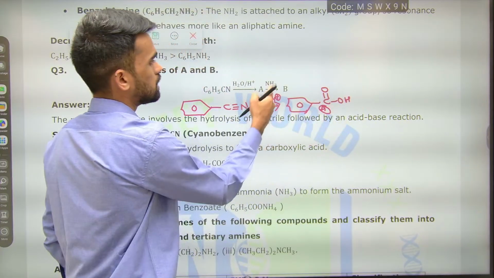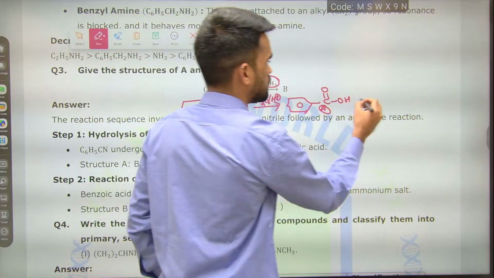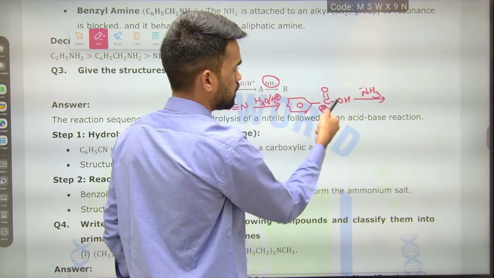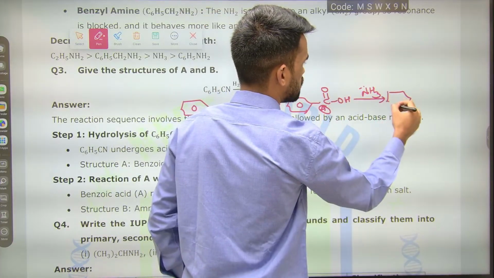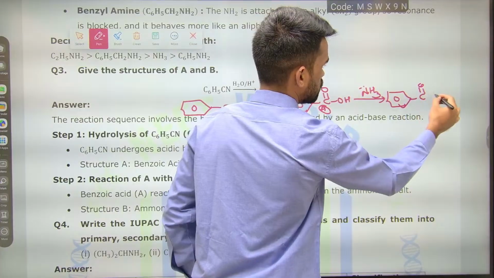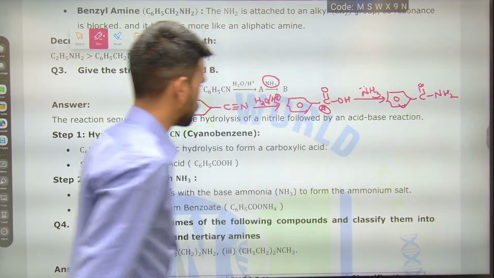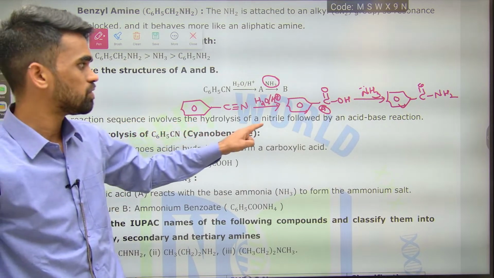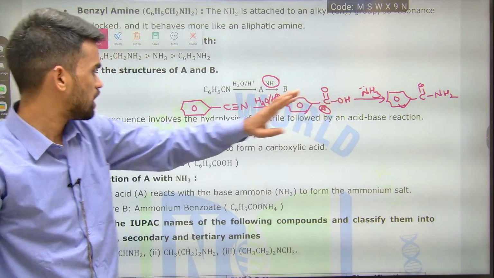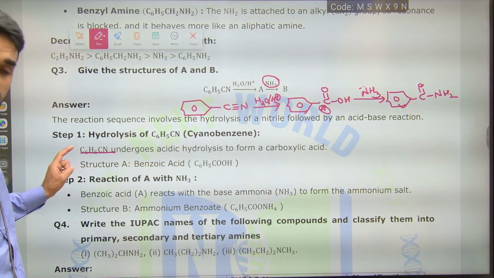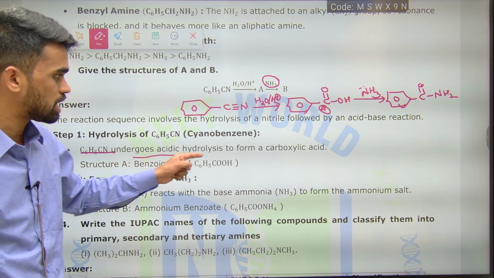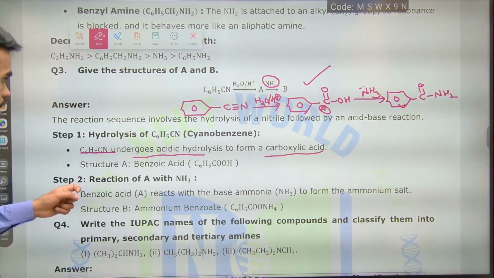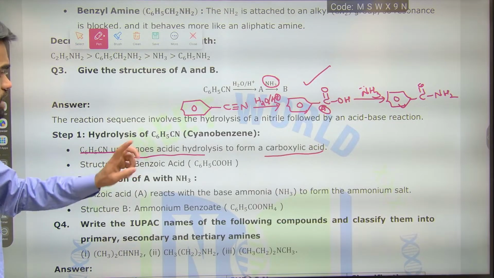So A is treated with ammonia. Now what happens? This NH3 will attack here and H2O goes out. You are going to get an amide as your product. Now you can read this. The reaction sequence involves hydrolysis of nitrile followed by an acid base reaction. Cyanides like cyanobenzene undergo acidic hydrolysis to form a carboxylic acid. Yes, benzoic acid is the product, so structure A is benzoic acid.